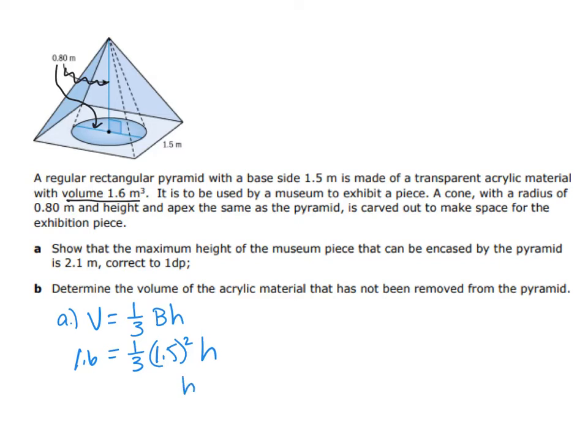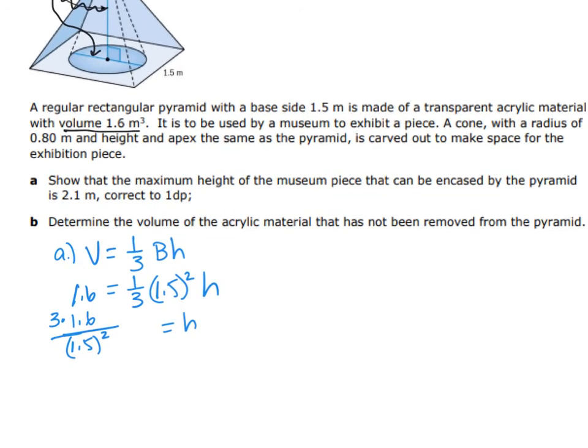So that means our height is going to be 1.6 divided by, well, I need to multiply both sides by 3, right? So it'd be 3 times 1.6 divided by 1.5 squared. So that's our height. Now, if you do the arithmetic on a calculator, you will see that that height to 1 decimal place, which is what we were asked to show, is 2.1 meters. Okay, so we've shown that.